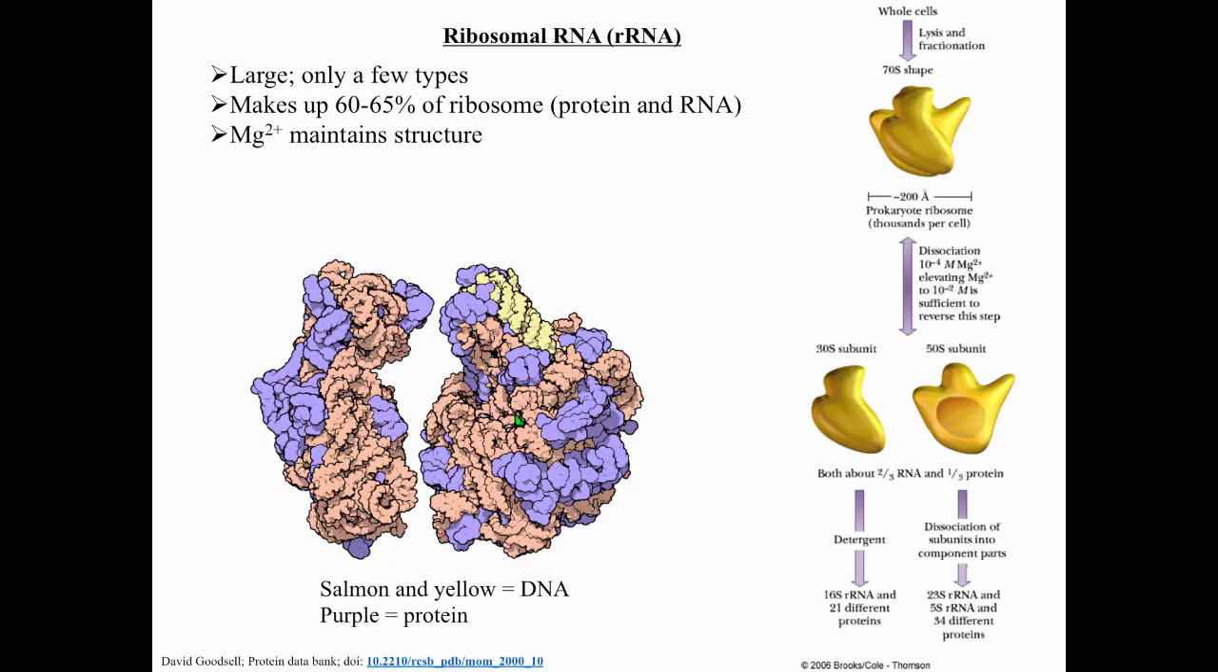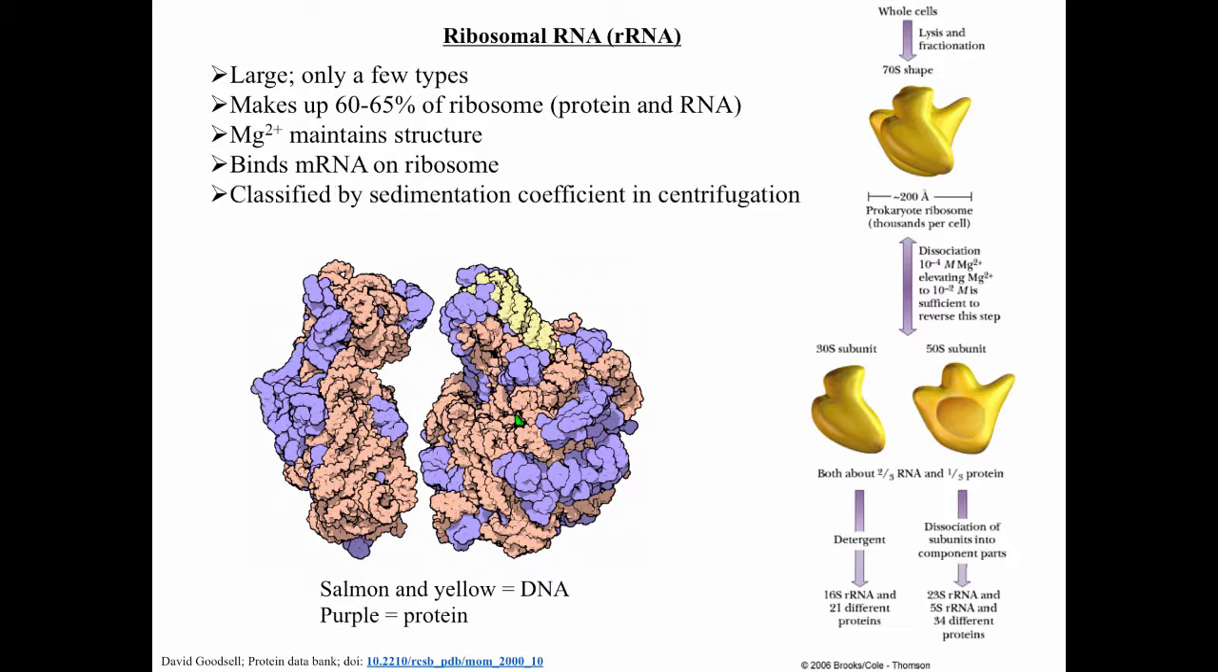Magnesium ion is really important for keeping the structure of the ribosome together, and the RNA in the ribosome is going to be important for binding to the mRNA. Ribosomal RNA is really classified by what we call the sedimentation coefficient, which is a unit for molecular size and shape.